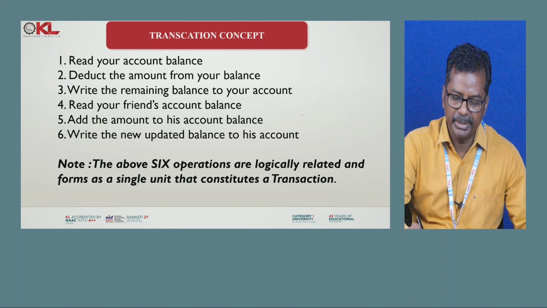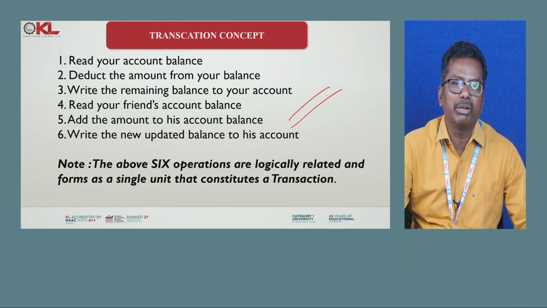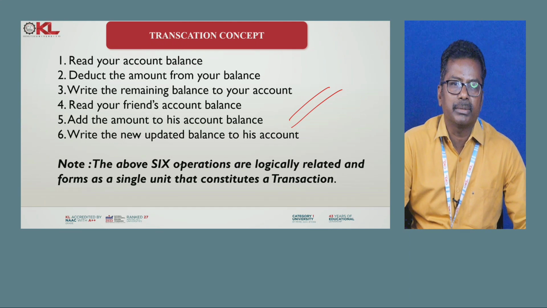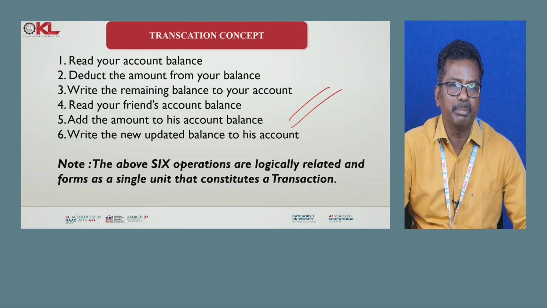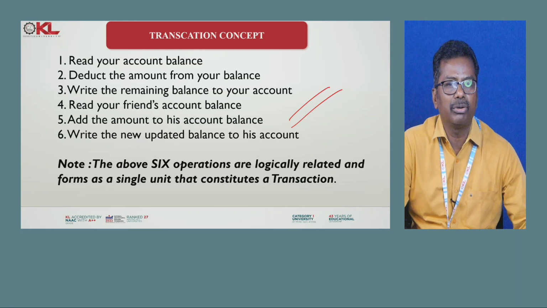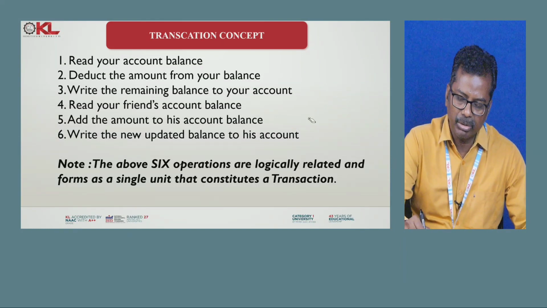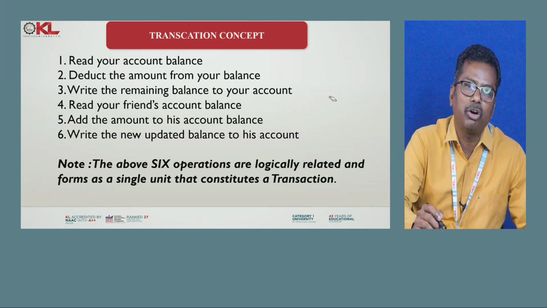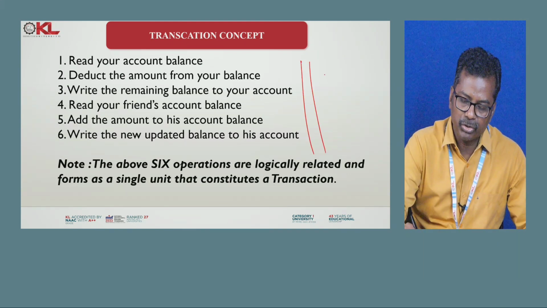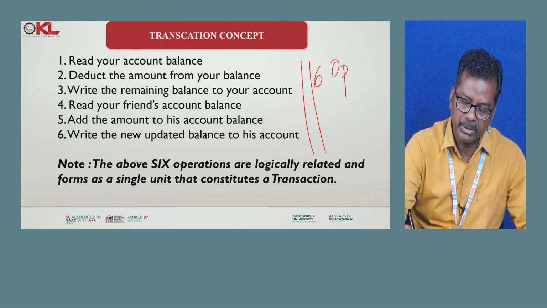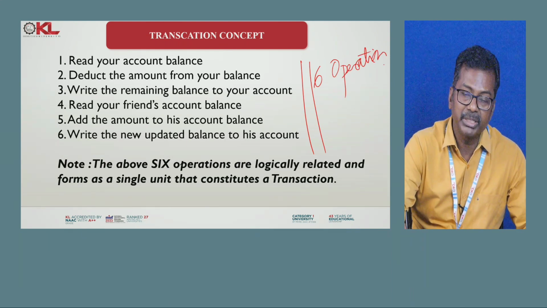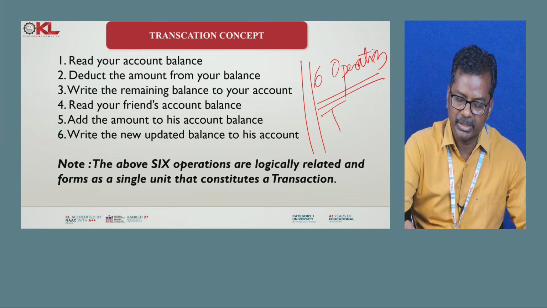So that means here what we have done is we have transferred some balance or some amount from one account to another account. That means two friends' bank accounts have been involved in this particular activity, the transfer of balance, transfer of amounts activity. So what are the steps that are involved? What are the operations that are involved? We call them operations. Here in this case we have 6 operations. So these 6 operations actually constitute a transaction.